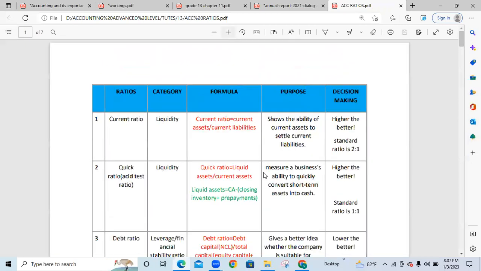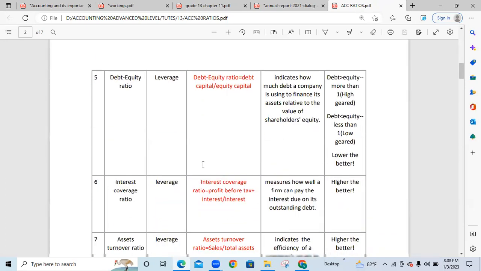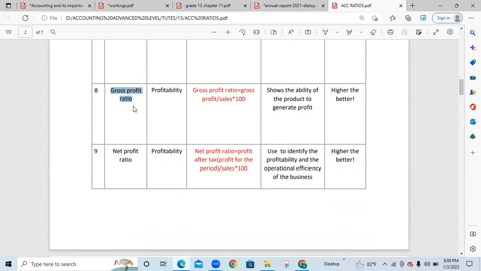There are so many ratios that find the relationship between elements. For example, there's a ratio called current ratio. It will tell the relationship between current asset and current liability. Let's say there's another ratio called gross profit ratio. This ratio will try to find the relationship between sales and gross profit. Net profit ratio will find the relationship between net profit and sales.